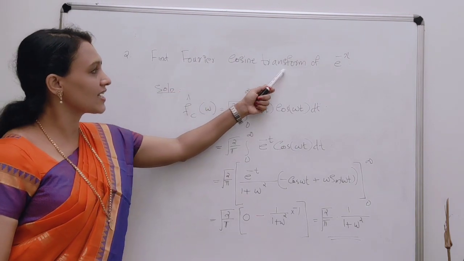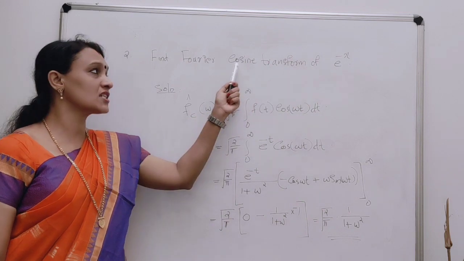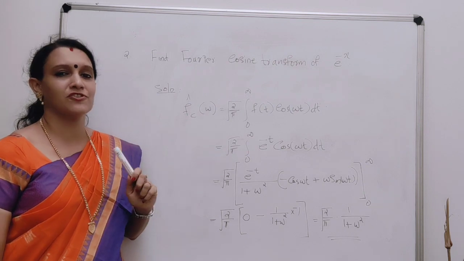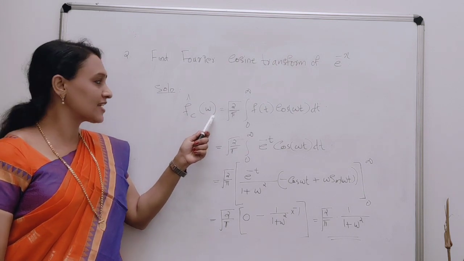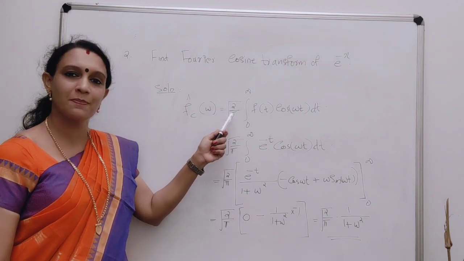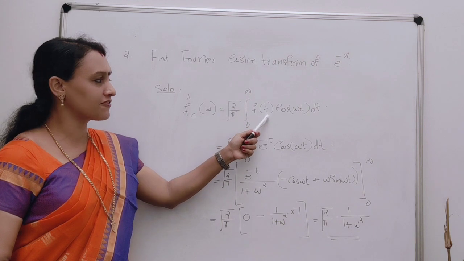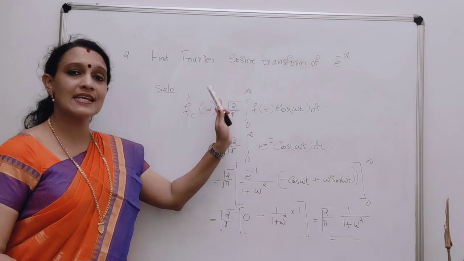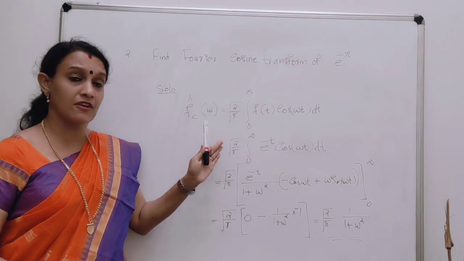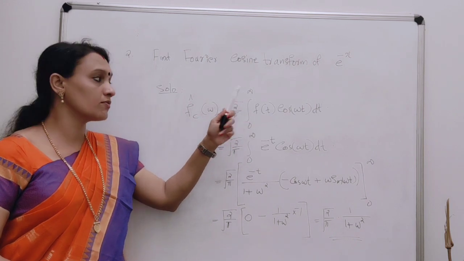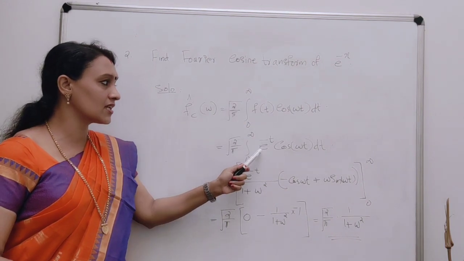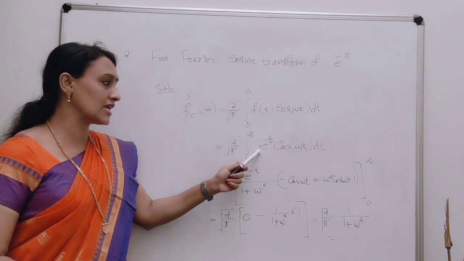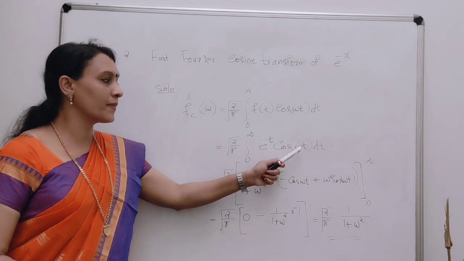Find the Fourier cosine transform of e raised to minus x. In this question you are asked to find only the Fourier cosine transform. So the method is to use the definition, that's all. So Fc cap omega is equal to root of 2 by pi integral 0 to infinity f of t into cos omega t dt. No interval is given, so that means the function is defined everywhere, so we take 0 to infinity. The function is e raised to minus x, given in terms of x, so here you have to write in terms of t. So e raised to minus t cos omega t dt.